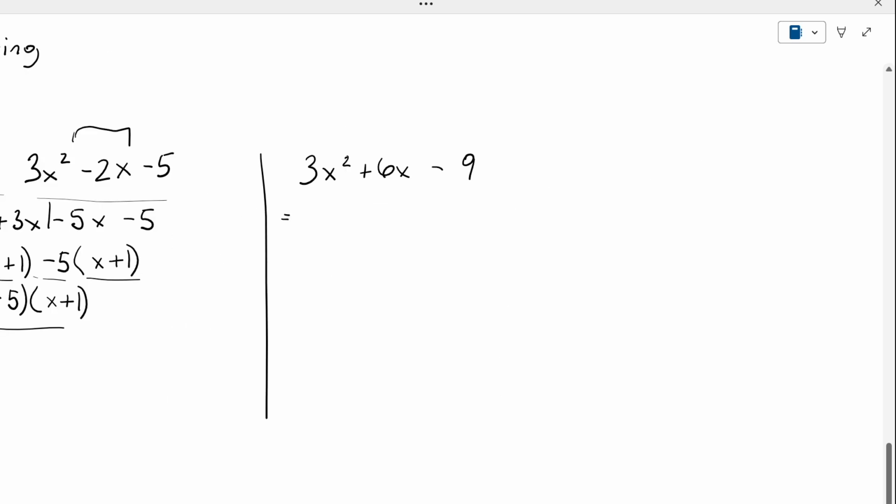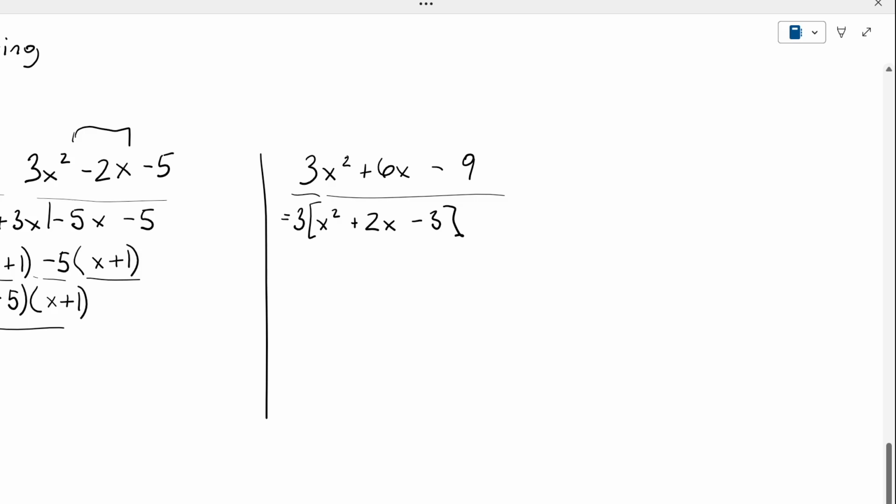Okay, here's our final example. The function 3x squared plus 6x minus 9. Now before we do anything, we have to notice that we can factor out a 3 from this function. This will make it much easier for us to solve. So let's do that. Let's factor out a 3, which will leave us with x squared plus 2x minus 3, just like that.